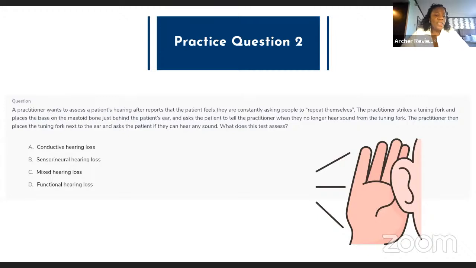So question 2: a practitioner wants to assess a patient's hearing after reports that the patient feels that they are constantly asking people to repeat themselves. The practitioner strikes a tuning fork and places it on the base of the mastoid bone just behind the patient's ear and asks the patient to tell the practitioner when they no longer hear the sound of the tuning fork. The practitioner then places the tuning fork next to the ear and asks the patient if they can hear any sound. What does this test assess? Conductive hearing loss, sensorineural hearing loss, mixed hearing loss, or functional hearing loss? A, B, C, or D?